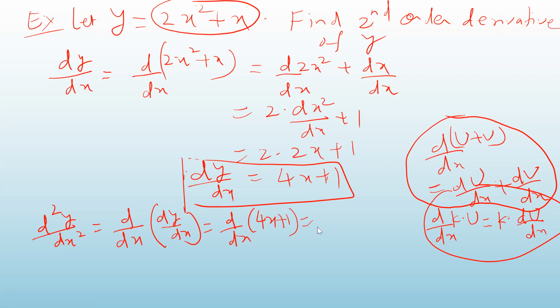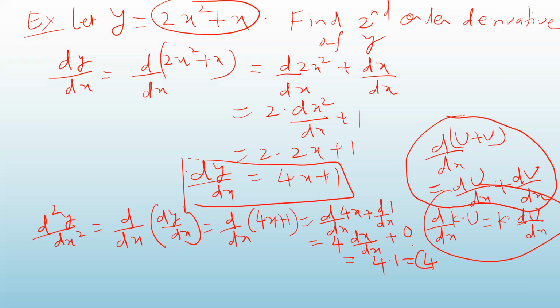What will that be? It will be the derivative of 4x plus the derivative of 1. What is the derivative of 4x? 4 is taken out because it's a constant. Derivative of x with respect to x, and the derivative of 1 is 0 because 1 is a constant. So it is 4, and the derivative of x with respect to x is 1. So the answer will be 4. Okay. So the second order derivative is coming as 4.